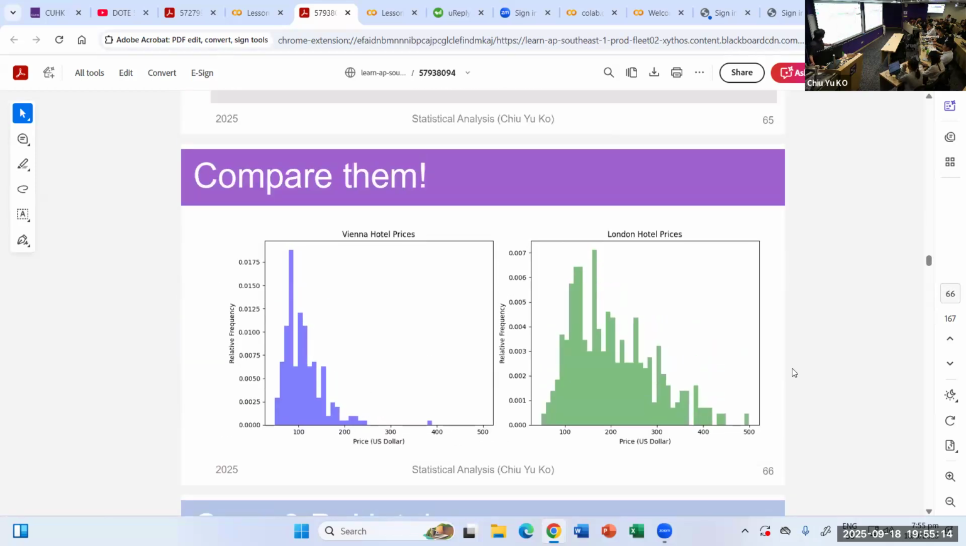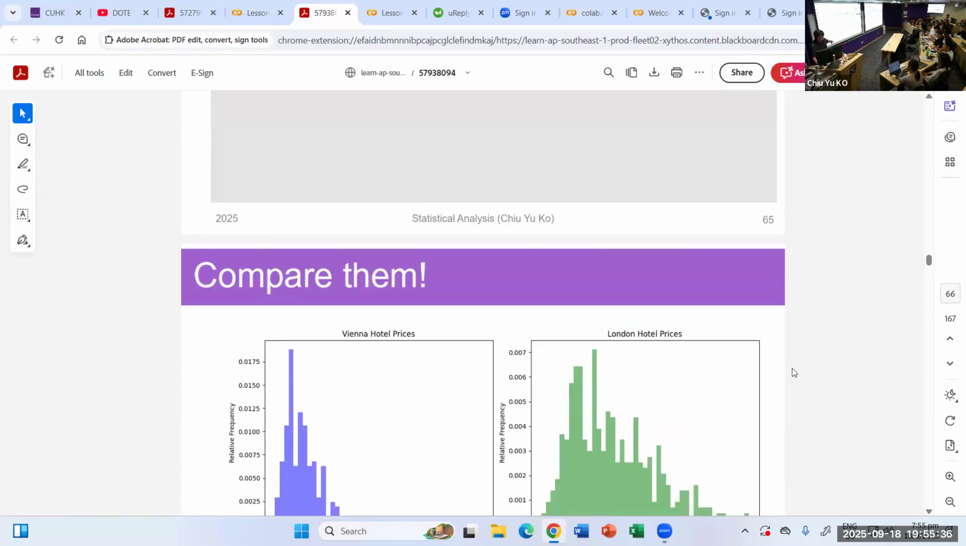Okay. You will see this frequency is true because relative is relative to the whole set. So you can compare different data sets easily. So this is only useful when you compare across data sets, right? Because you normalize the vertical line.